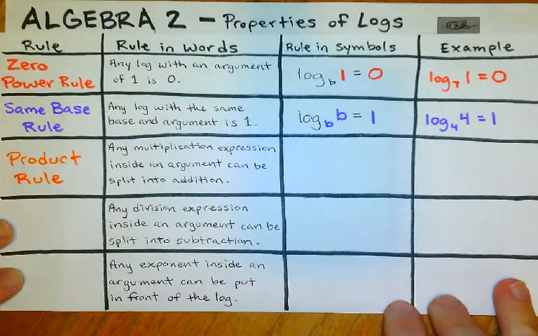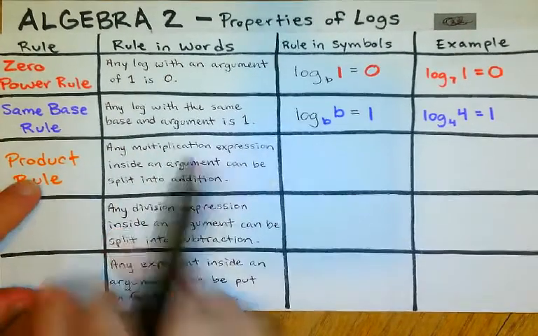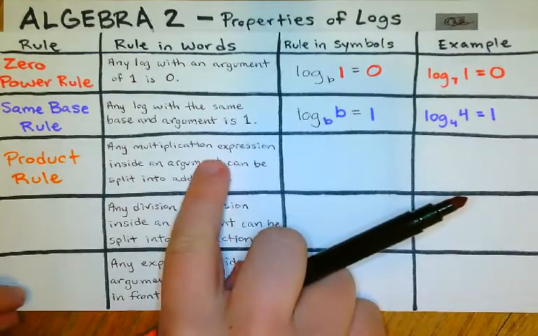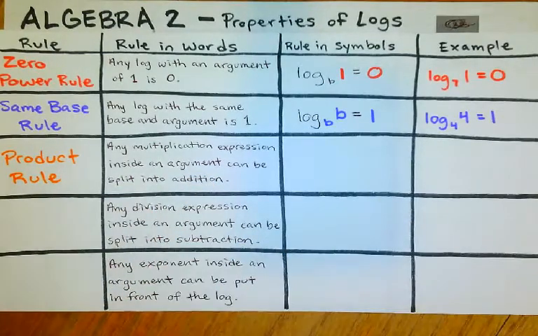The product rule. And we use these rules to be able to combine or simplify logs or exponents. So we need to know these rules, because our end goal is to be able to solve logs and exponents. So, the product rule, remember product is the answer to a multiplication problem. Anytime we see a multiplication expression inside an argument, we can split the logs and change that multiplication to addition. Here's an example of what that might look like.